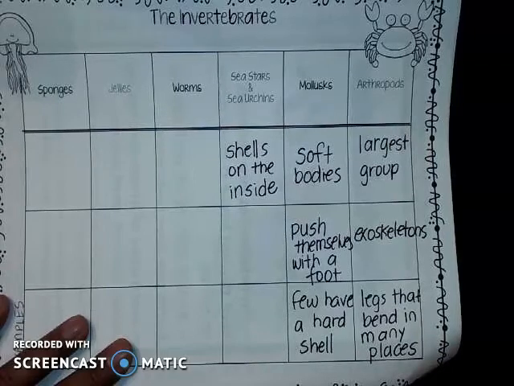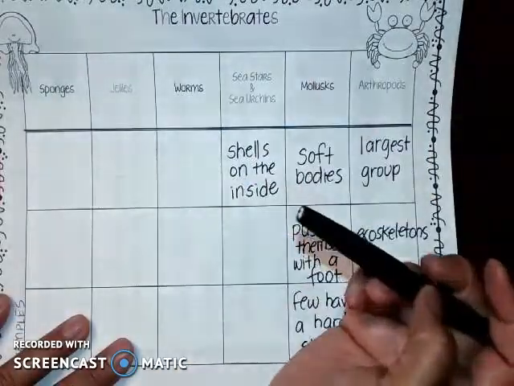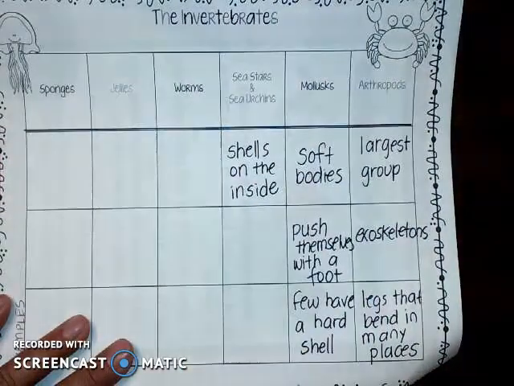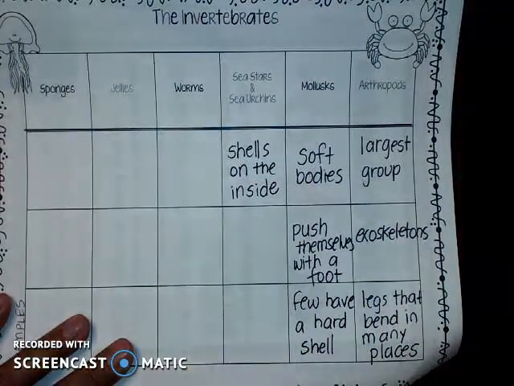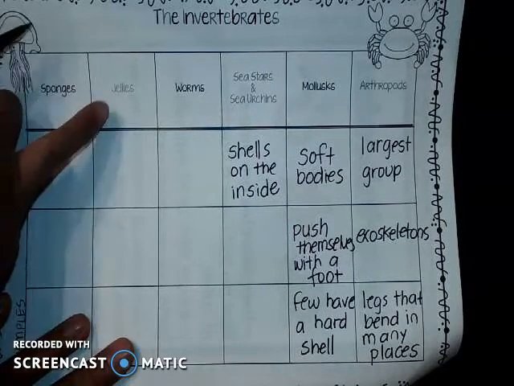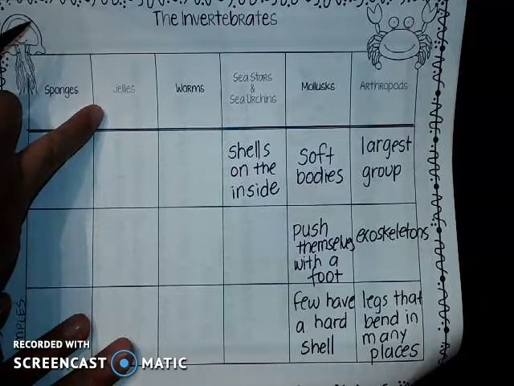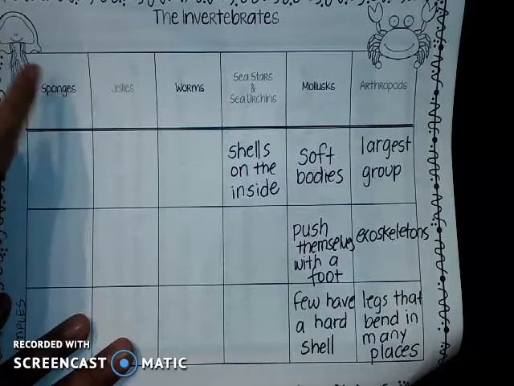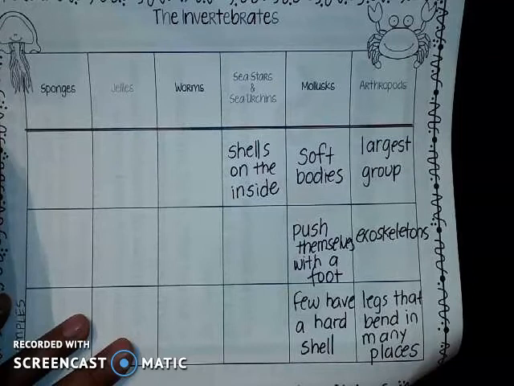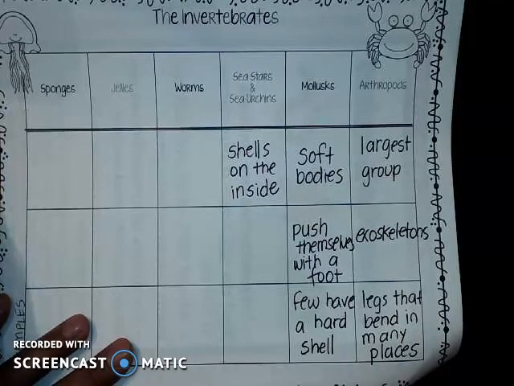Let's move on to the jellies. Listen up for some information about jellies. Another common invertebrate group are the jellies. This group of animals has no bones, no eyes, and no brain. They do have tentacles that like to sting their prey. This group includes the jellyfish. So what did you hear about the jellies?